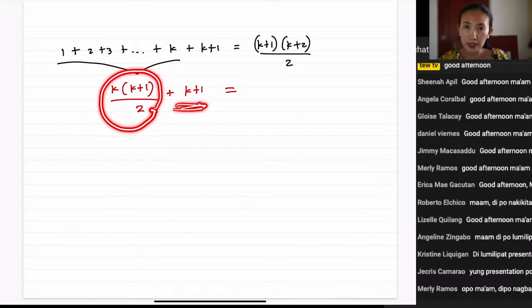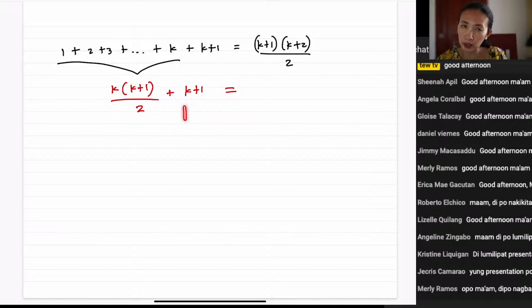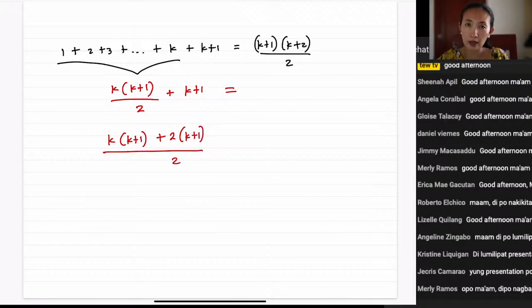The two must be equal. So, I'll work on the left side and make it equal to this. Okay, adding the 2, k times the quantity k plus 1 plus, okay, this one becomes 2 times k plus 1 all over 2. This is simply by addition.